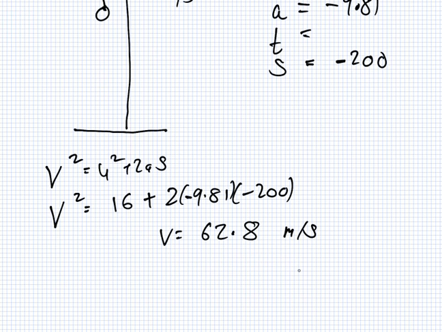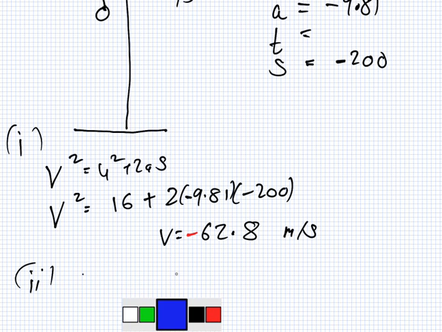And then the last part is the time. So for part 2, the time, which formula should I use there? Before I continue, there's one thing I need to fix in my answer here. Because square root has a plus or minus, and sign is crucial here. It must be a minus because it's heading down when it hits the ground. So the answer is minus 62.8 is the velocity.